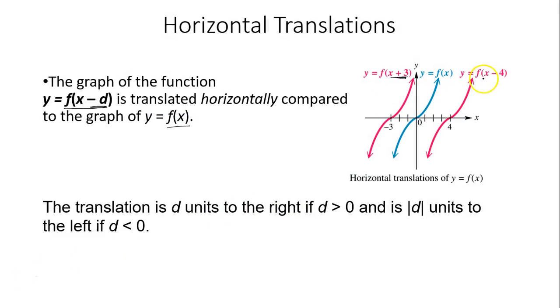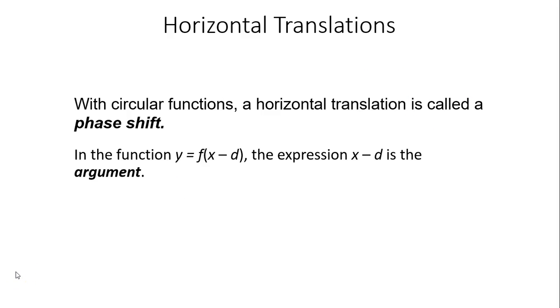Now when our value of x is being subtracted by something, then what happens is it's being shifted to the right so many units. So in this case, it's being shifted right 4 units. Okay, so let's look at something else here. When we're dealing with circular functions, such as sine and cosine functions, the horizontal translation is actually called a phase shift. So instead of me calling these shifts horizontal shifts or horizontal translations, you'll be hearing me call it the phase shift. What is the phase shift of our functions?